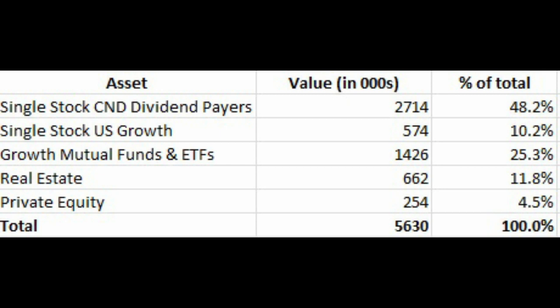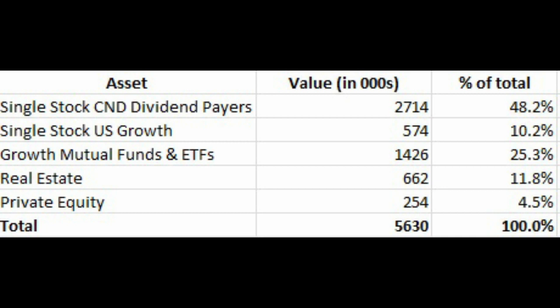Next, we have single stock US growth. So that's a little bit over $500,000, or about 10% of my portfolio. These are growth stocks with no dividends because foreign dividends are taxed heavily. So here I'm looking for capital gains, which are taxed at half of what the salary or interest would be taxed at.